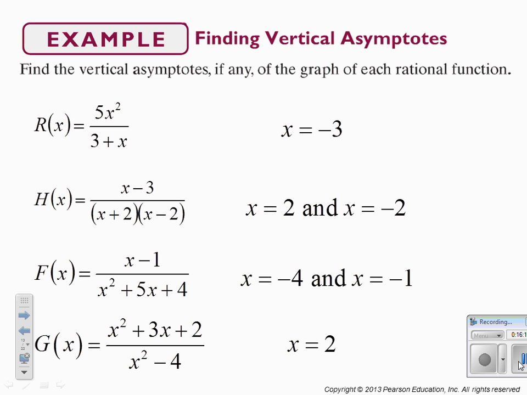We get x plus 2 times x plus 1 on the top, and x plus 2 times x minus 2 on the bottom. The x plus 2's cancel, which doesn't mean that negative 2 is in my domain. It just means that there's not an asymptote there, but in fact there's a hole there. So leaving just x equals 2 as our asymptote.